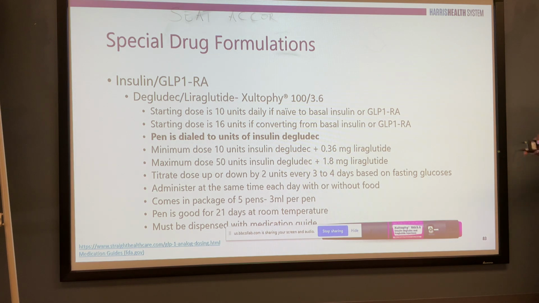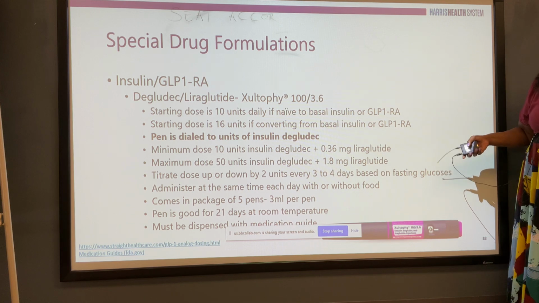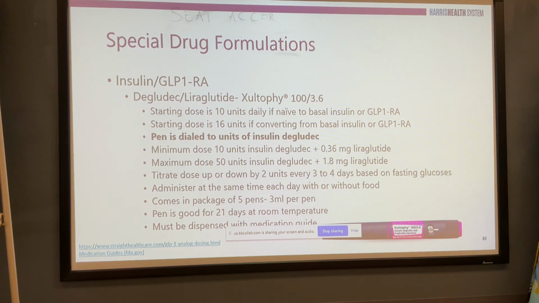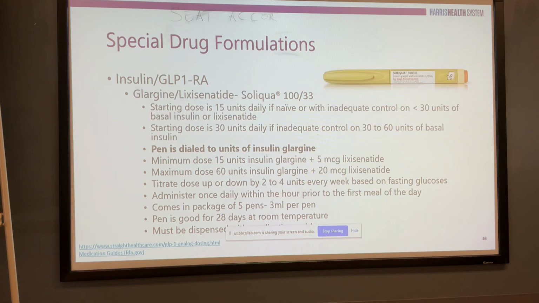preset. The titration schedule is here for you guys, and your starting dose depends on if the patient's ever had insulin or a GLP-1 or not. And again, these must be dispensed with the medication guide.